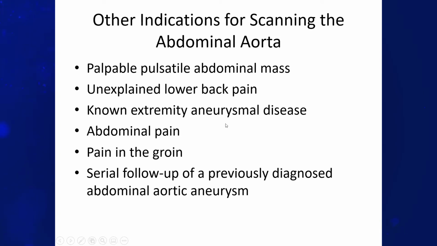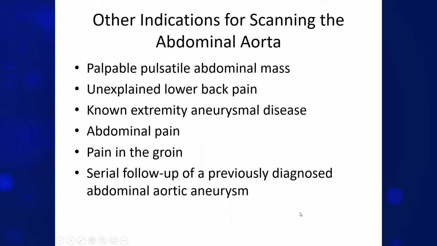Imagine you send somebody for a DVT scan, and it is reported that no DVT was seen, but an aneurysm was seen in the popliteal artery. Then you should be thinking of the possibility of an aneurysm elsewhere, and a good area to definitely look at would be the abdominal aorta. Also abdominal pain and pain in the groin.